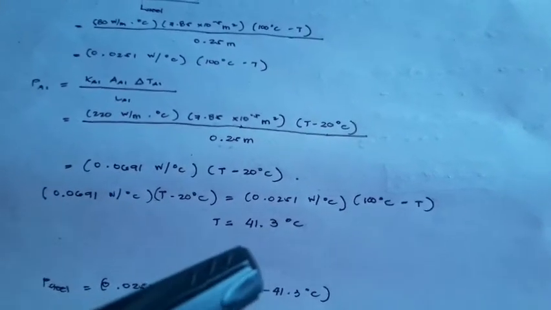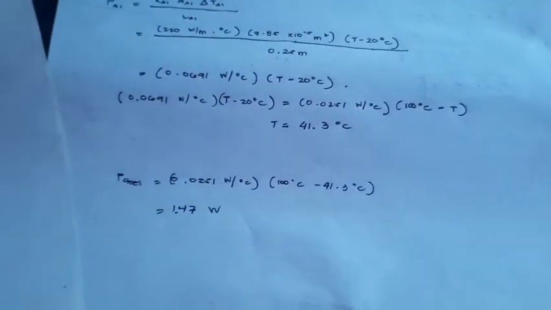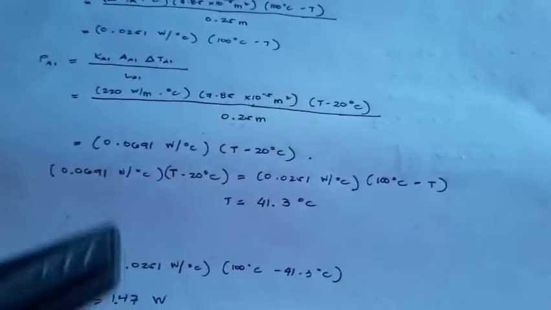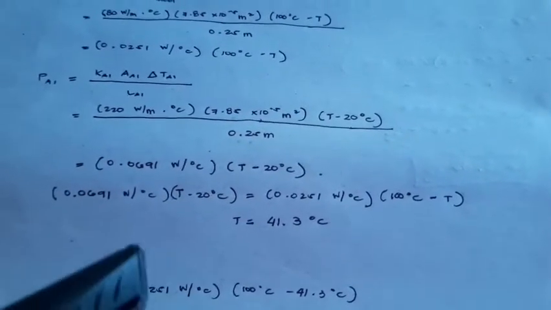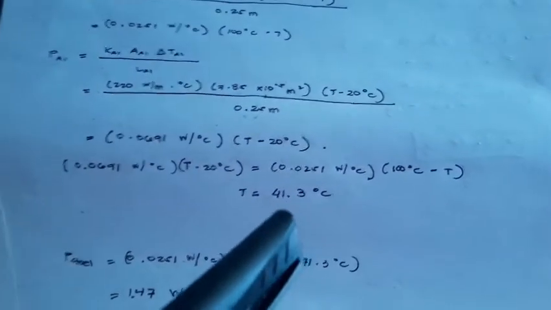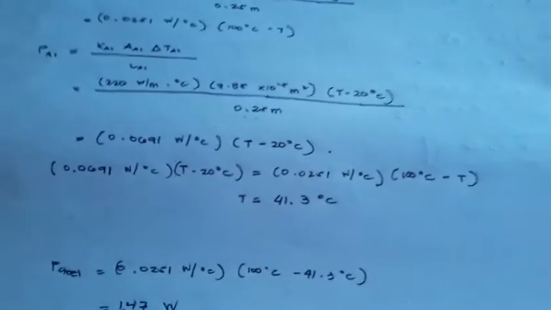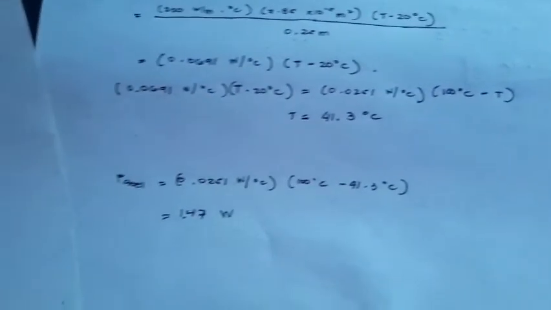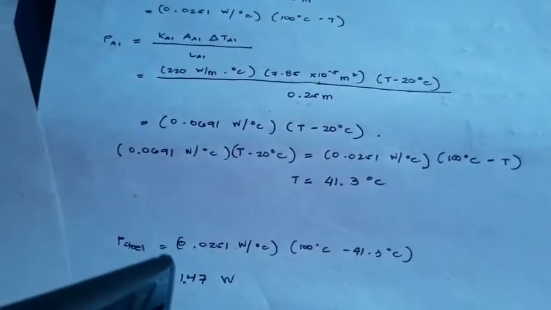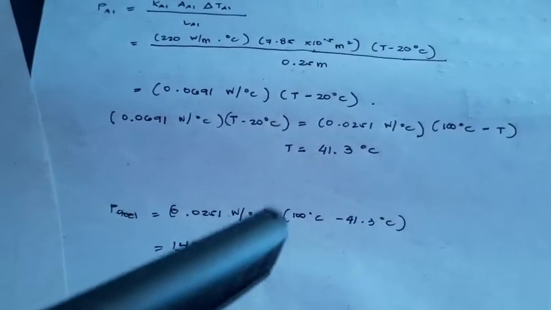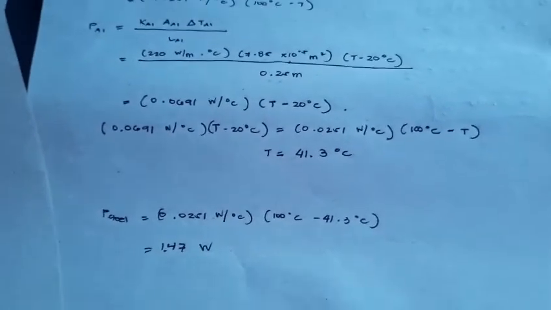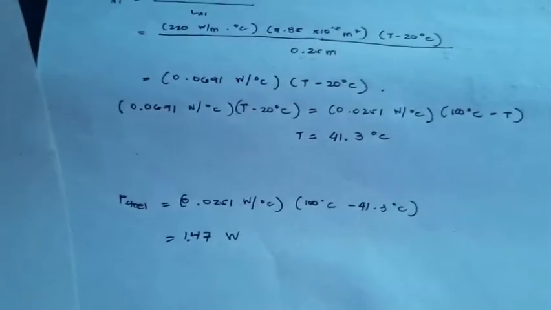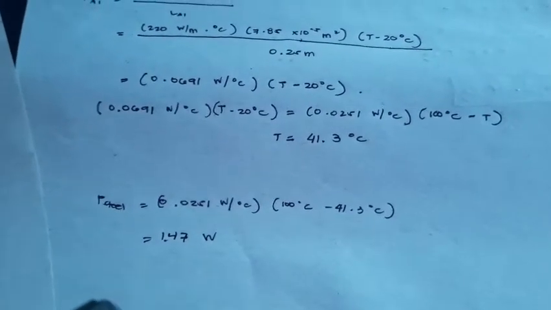T is equal to 41.3 degrees Celsius. So for the P of steel, we set the two rates equal to solve for the unknown temperature, which is 41.3 degrees Celsius. Then to calculate the rate for steel, we use 0.0251 watts over degrees Celsius times 100 degrees Celsius minus 41.3 degrees Celsius, since we already got T. So P steel is equal to 1.47 watts.